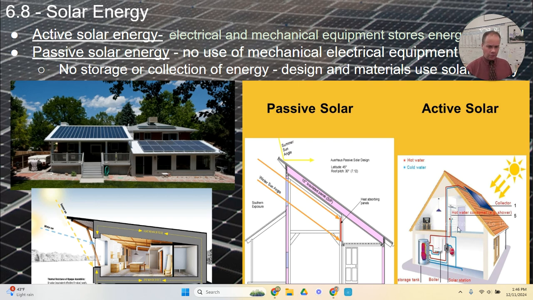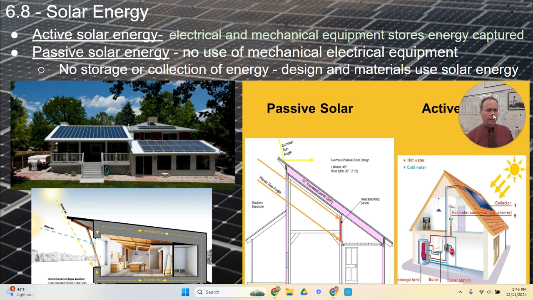Passive solar is something that's a little bit different. It doesn't use any sort of mechanical equipment or any storage or collection of energy. What it uses is architecture and design and materials to maximize the use of solar energy and to minimize the use of other types of fuel. And so we can see this in this example here.